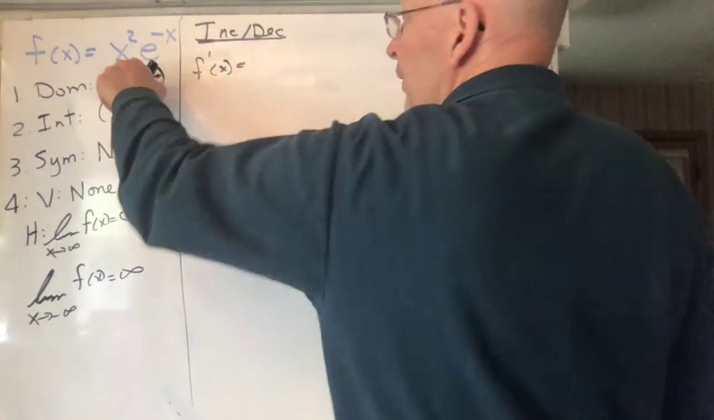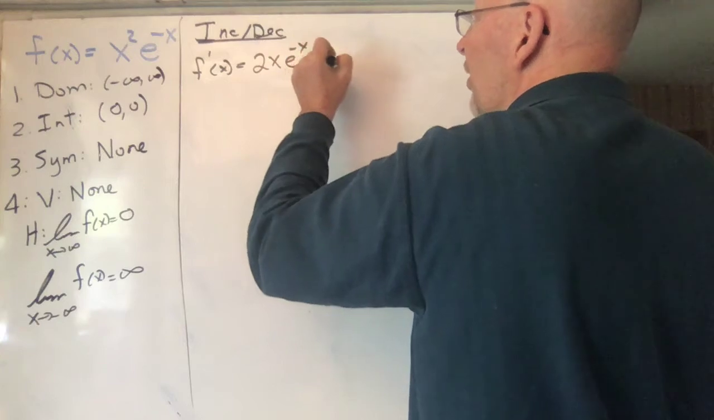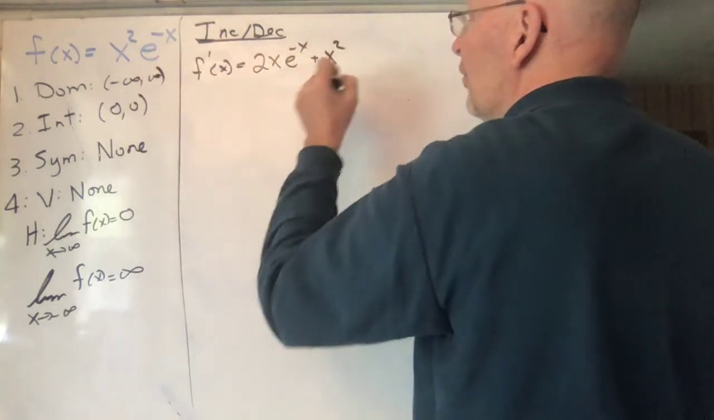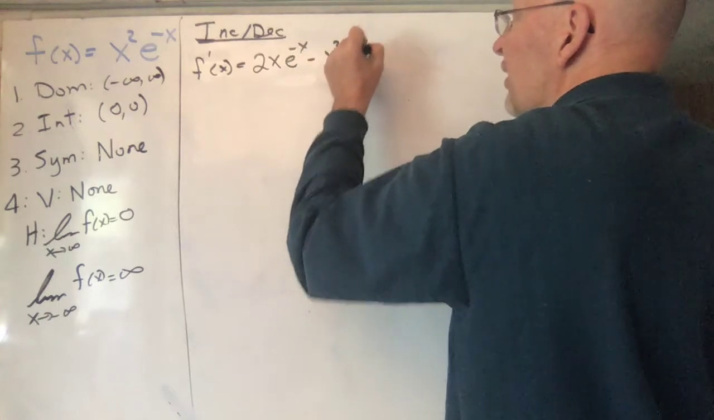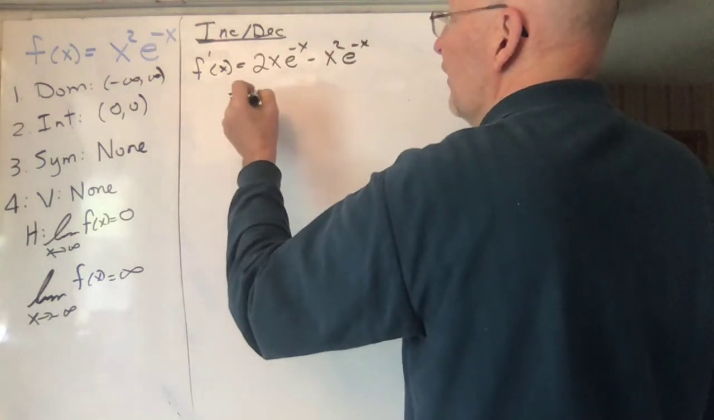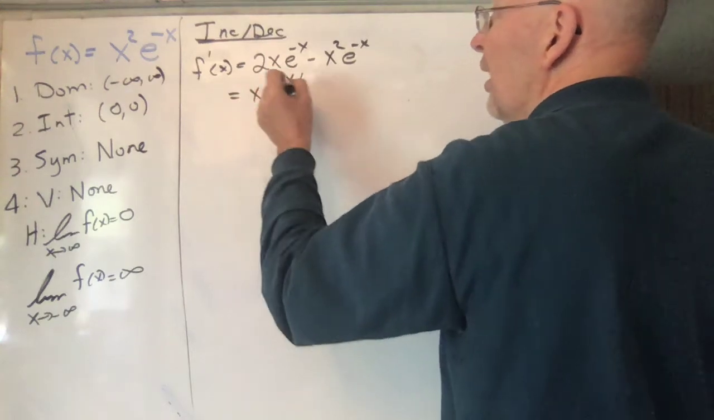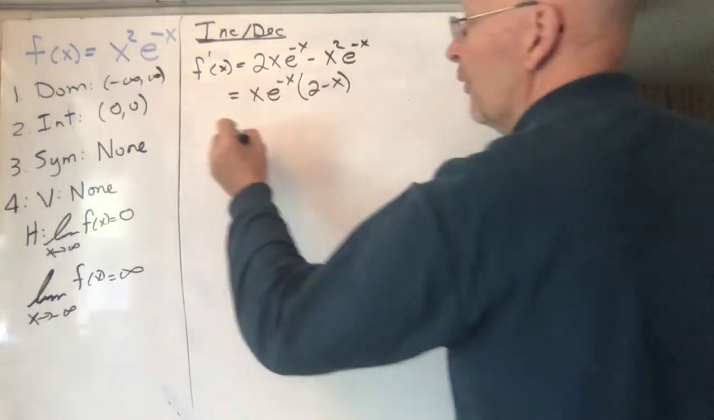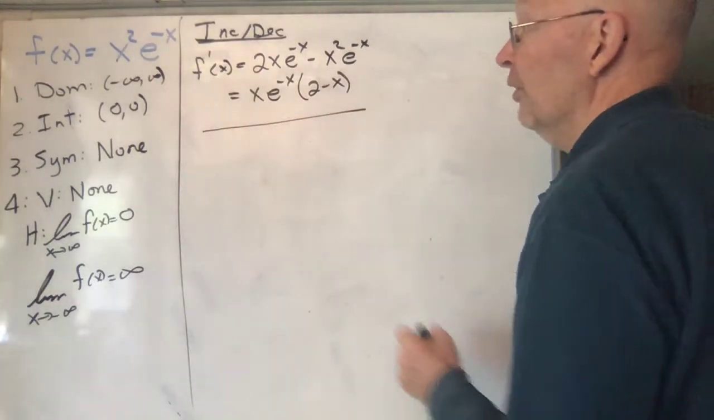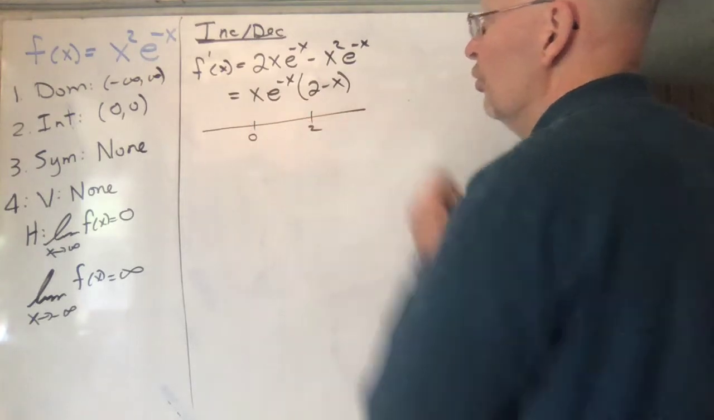And we're going to get the derivative of the first times the second plus the first times the derivative of the second. The derivative of the second is going to be a negative e to the negative x. Now you can factor an x e to the negative x out of both, and you're left with 2 minus x. So if you look at that and say, where will that be 0? That'll be 0 both at 0 and at 2.